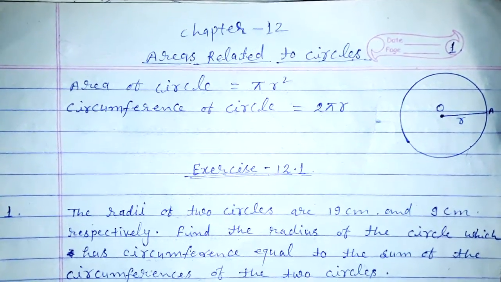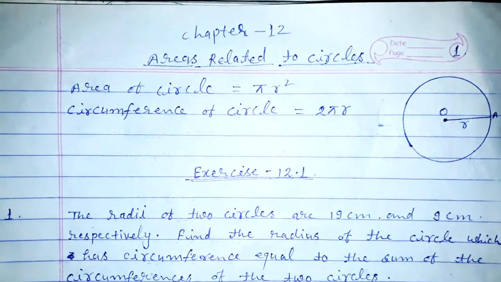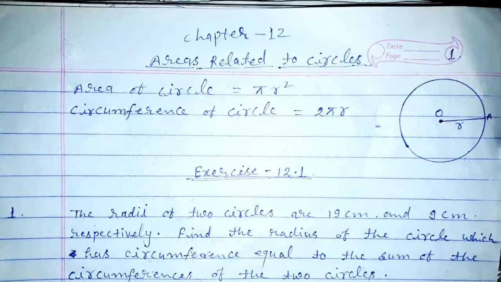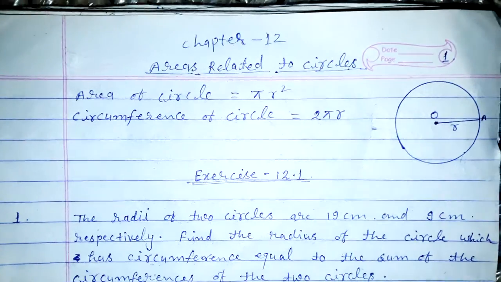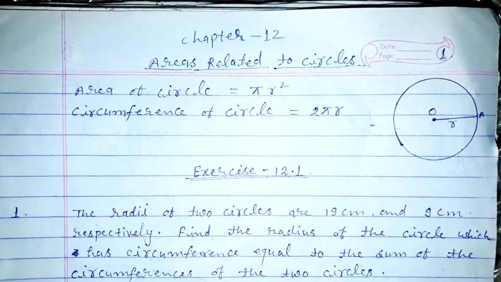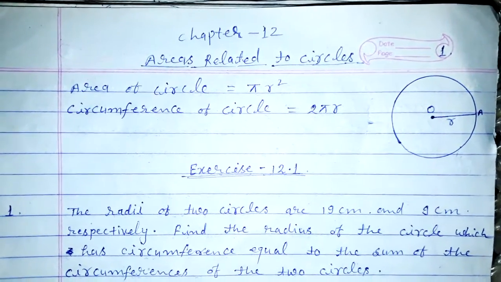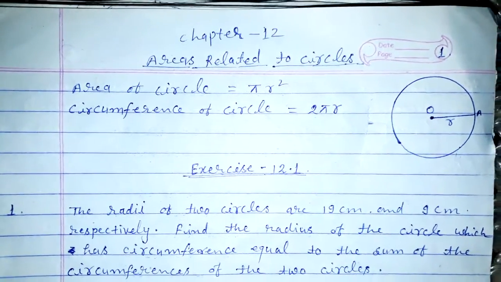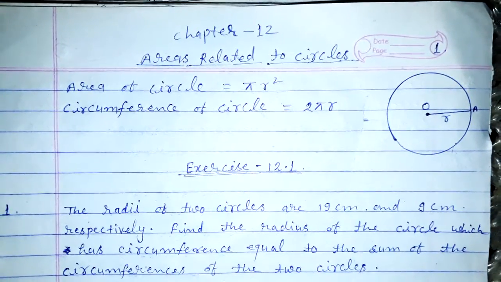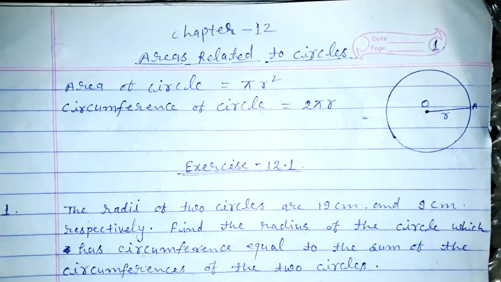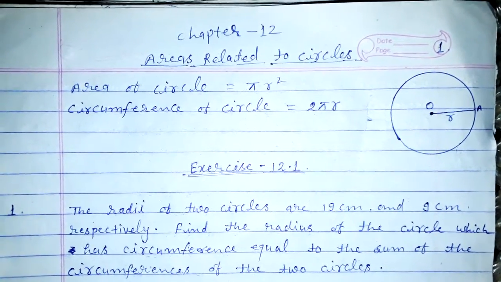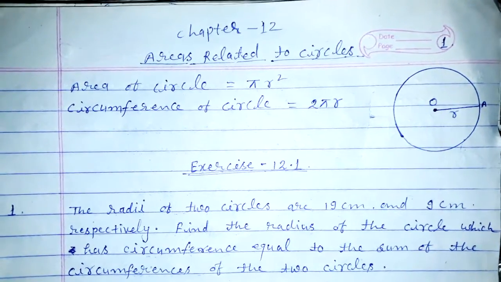Dear students, today we will discuss Chapter 12. The chapter name is Areas Related to Circles. In this exercise, we use two formulas: the area of a circle is pi r square, and the circumference of a circle is 2 pi r. Here r is the radius of the circle, and pi is the ratio of circumference upon diameter. This ratio was also studied in class ninth, chapter first.